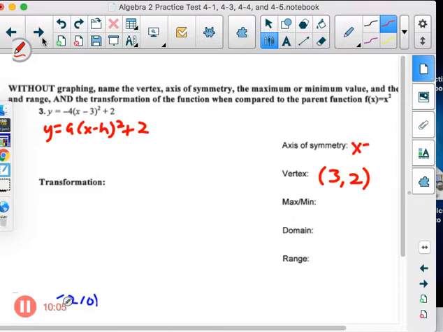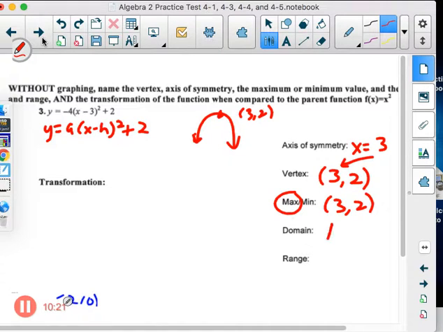My axis of symmetry is always x equals whatever that x equals, because that's our h value. And I see there's a negative 4 in front, which tells me this is going to open down, so this is actually going to be my max right here at that vertex of 3, 2. Domain, all reals, just like the other ones were. But our range, well, the highest value we get to for y is 2. So y is going to be less than or equal to 2.